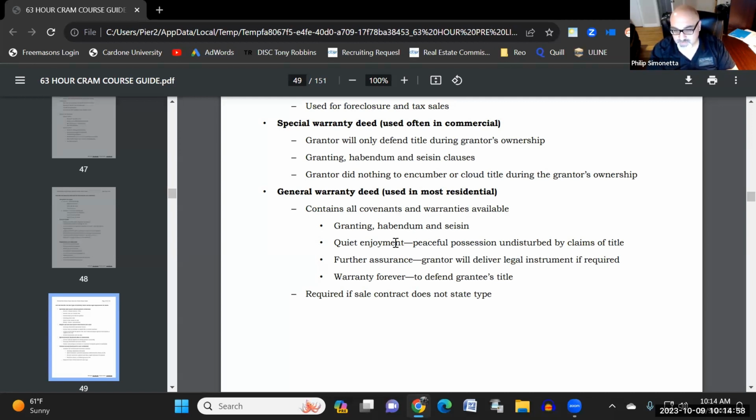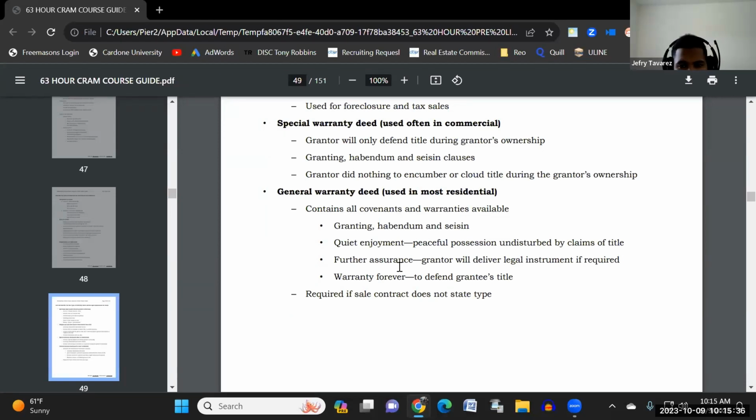during their ownership. And a general warranty deed is used in most residential transactions. It contains all covenants and warranties available. The granting, the habendum, and seisin clause, quiet enjoyment, peaceful possession, undisturbed by claims of title. Further assurance, the grantor will deliver any legal instrument if required. And the warranty is forever, to defend against claims on the grantee's title. So from the day you buy it, the warranty is forever going back, not forward, of course, because anything can happen in the future, but going back, right?